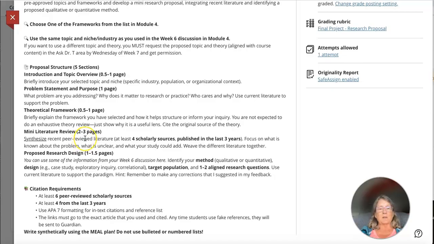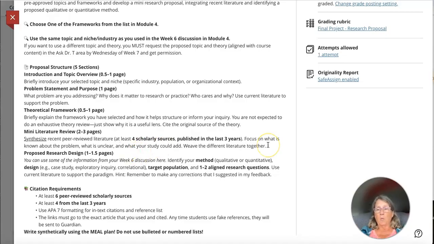Okay, the next section is 2 to 3 pages long, and this is your mini literature review. For this, you need at least 4 scholarly sources published in the last 3 years. This is a synthesis. This is not talk about Smith and Jones in one paragraph, and then talk about Johnson and Johnson in the next paragraph, and then talk about Brown and Smith in the third paragraph. No, this is a synthesis. So focus on what you know about the problem, what's unclear, what your study could add, and weave the different literature together.